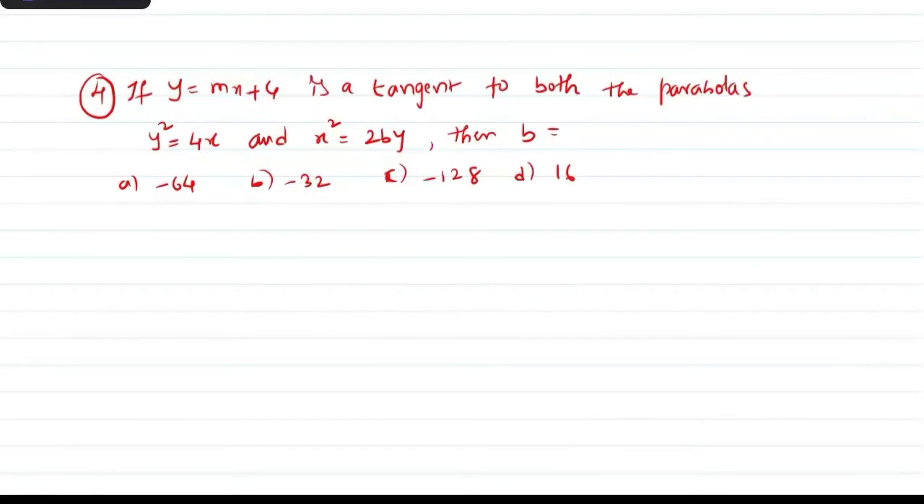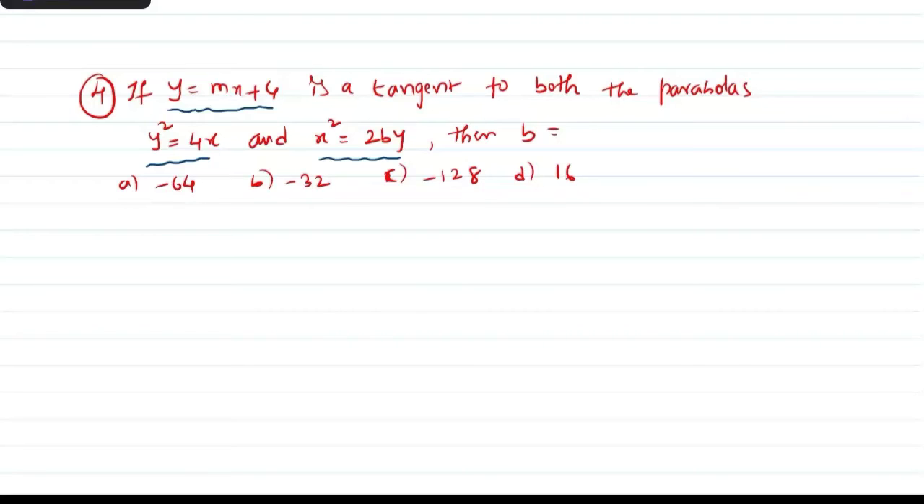Come to the fourth question. The question is: if y = mx + 4 is tangent to both the parabolas y² = 4x and x² = 2by, then what is the b value? Students, if you see this, the first parabola y² = 4x is symmetrical about the x-axis and it is in standard form, and the second parabola x² = 2by is symmetrical about the y-axis.